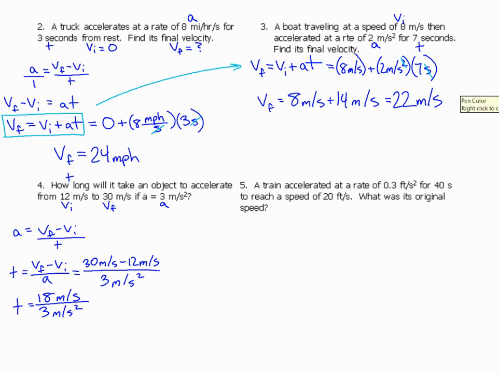So here's what's going to happen. We have meters on top and meters on bottom. Those cancel. We have seconds on top and seconds squared on bottom. So one of the seconds will cancel, and it will leave the other seconds here. So what we end up with is a time of 18 divided by 3, and it's per second, which takes to the top, which is seconds. And that's what we were expecting. Time should be in seconds because everything in the question was in terms of seconds.